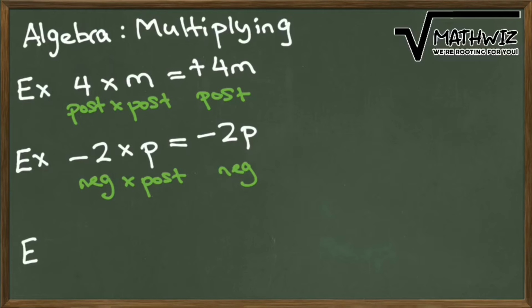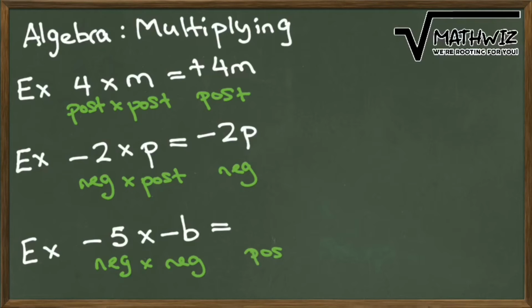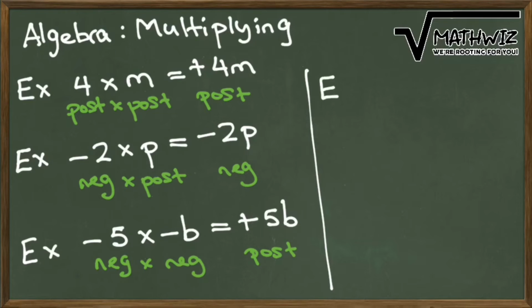Let's go through with another example. Let us say we have minus 5 multiplied by minus b, right? Or negative 5 multiplied by negative b. So we have a negative multiplied by a negative. So you are to get a positive. And so we have positive, and 5 times b will give you 5b.